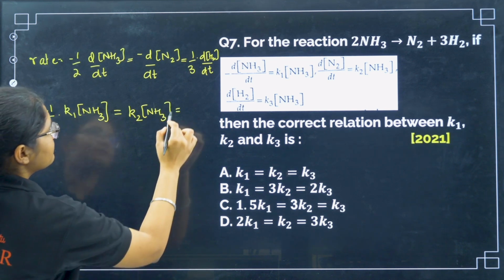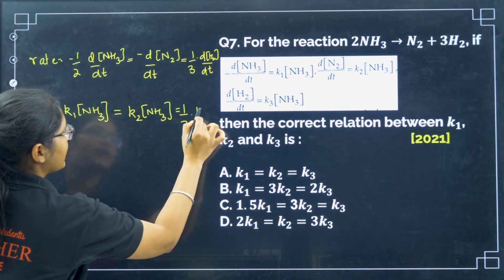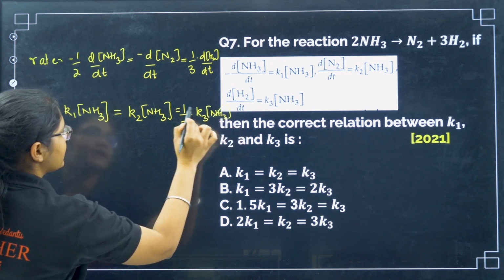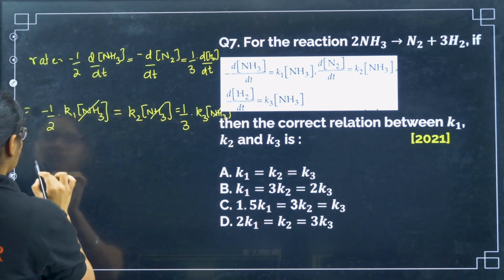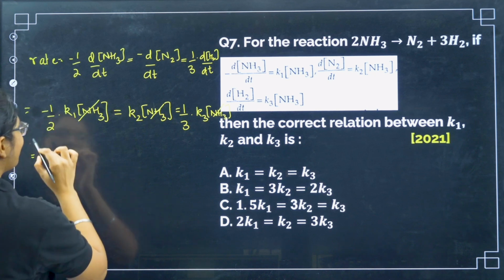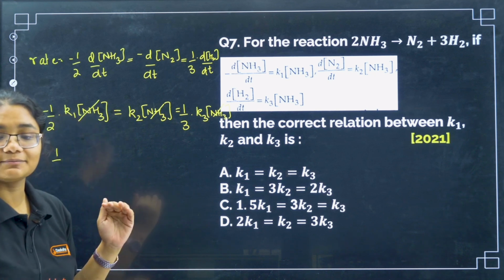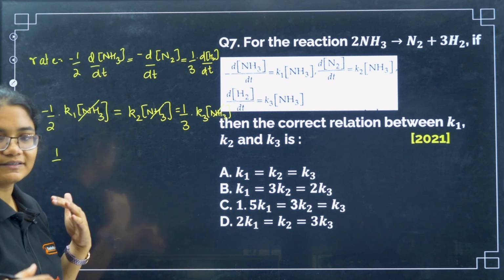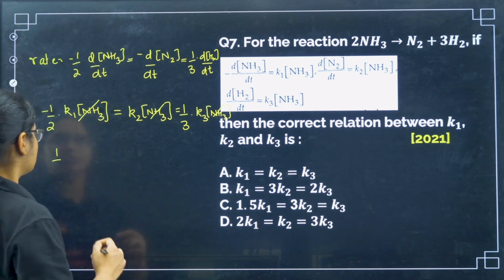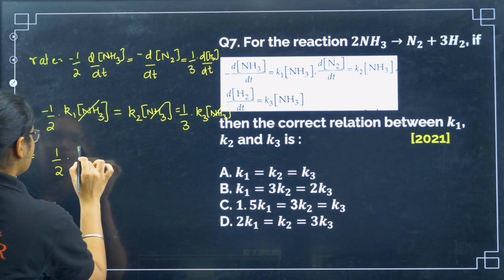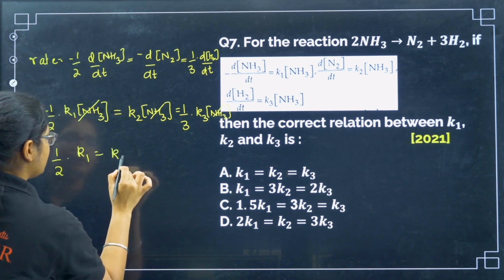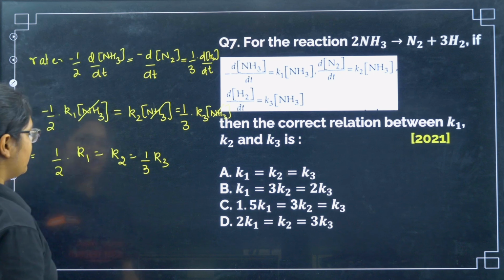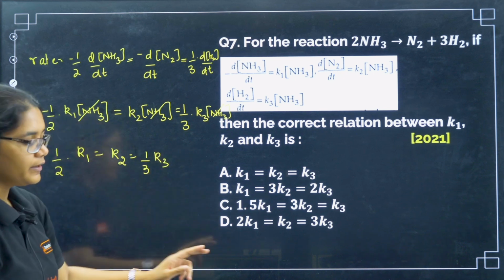Next, 1 by 3 K3 into NH3. Okay, so I can cancel NH3 here. So what I will get is 1 by... this minus and plus is not important, because minus and plus is just symbolizing which is reactant and which is product, right? It doesn't have anything to do with the values. So minus 1 by 2 into K1 is equal to K2 is equal to 1 by 3 K3. Okay, I don't have any such relation according to the options.